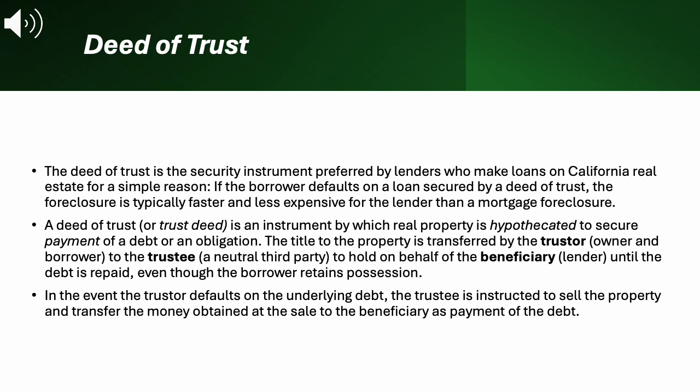The title to the property is transferred by the trustor, owner and borrower, to the trustee, a neutral third party, to hold on behalf of the beneficiary, the lender, until the debt is repaid, even though the borrower retains possession. In the event the trustor defaults on the underlying debt, the trustee is instructed to sell the property and transfer the money obtained at the sale to the beneficiary as payment of the debt.